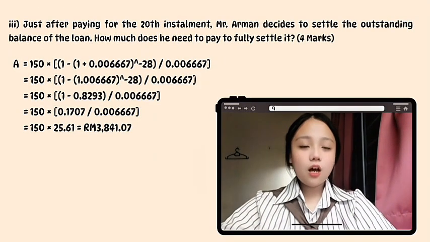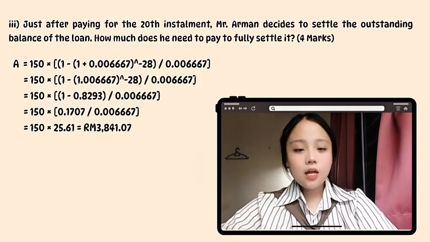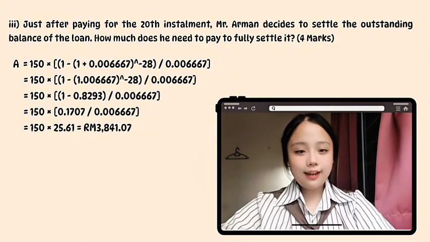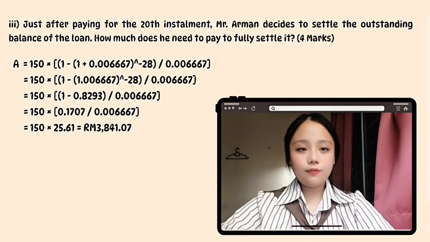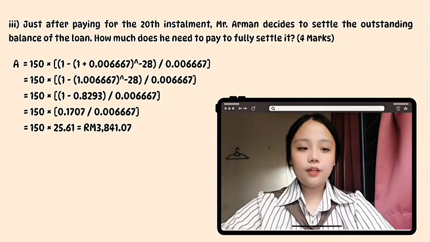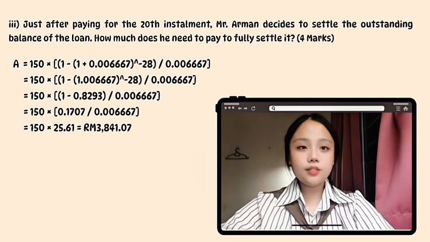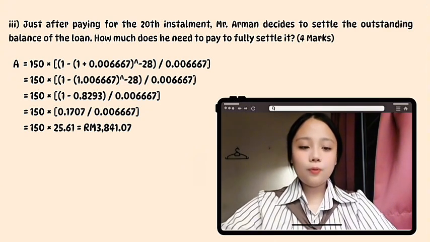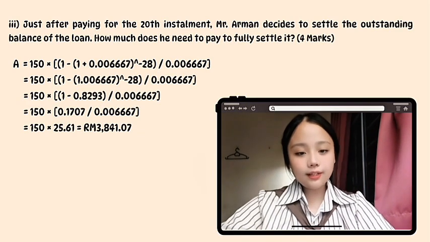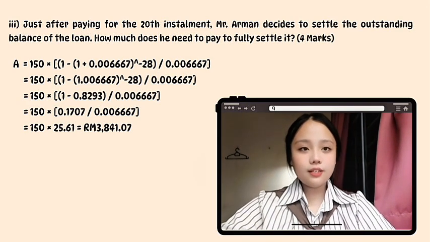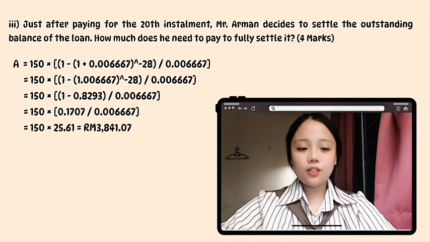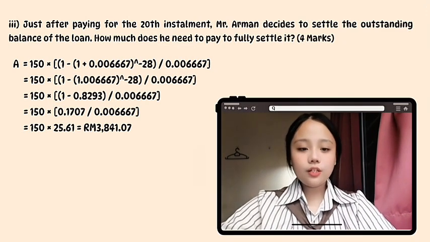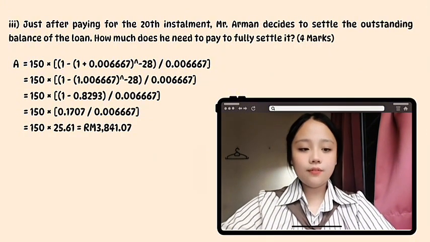Part 3. Outstanding balance after 20 payments. Mr. Aman has made 20 payments, so this shows how to calculate the outstanding balance. We use the same present value formula. Present value equals 150 by open bracket 1 minus open bracket 1.006667 to the power of negative 28 close bracket divided by 0.006667 close bracket. And the final answer, to settle the loan, Mr. Aman needs to pay 3,841 ringgit and 7 cents.